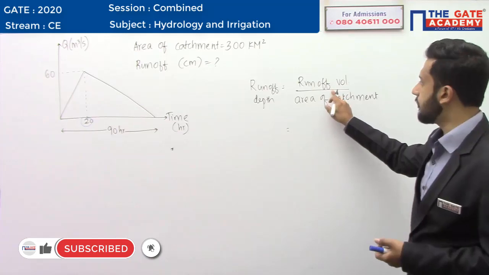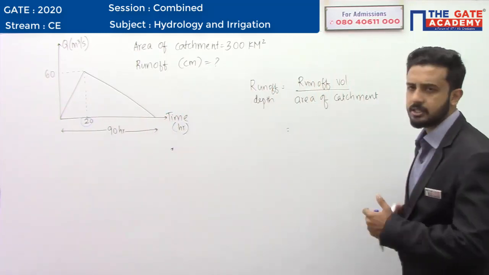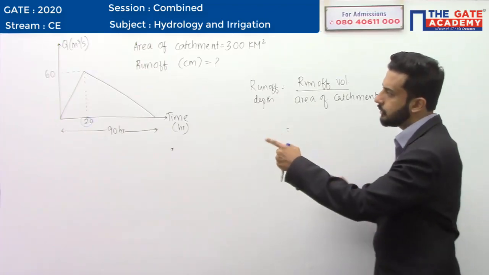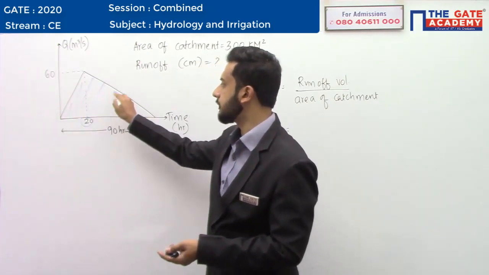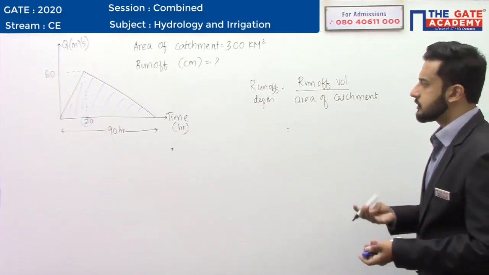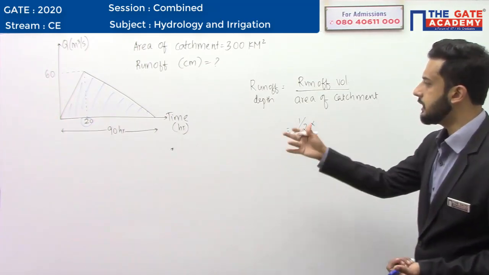We know that runoff volume is nothing but the area of the DRH. If it is a unit hydrograph, then it is the area of the unit hydrograph. So if I am checking what is the area of this hydrograph, it is in triangular shape, so I know the area will be half into B into H.